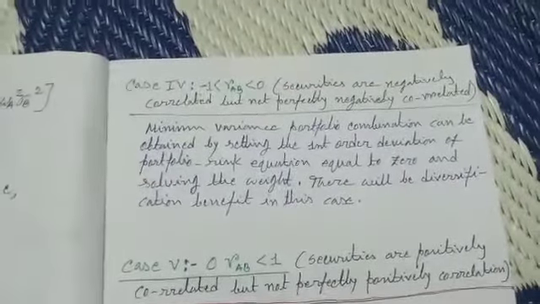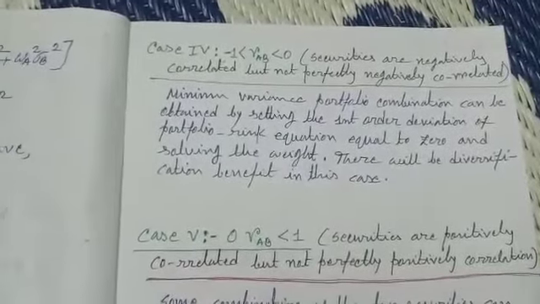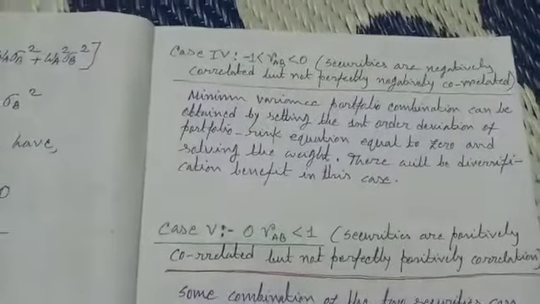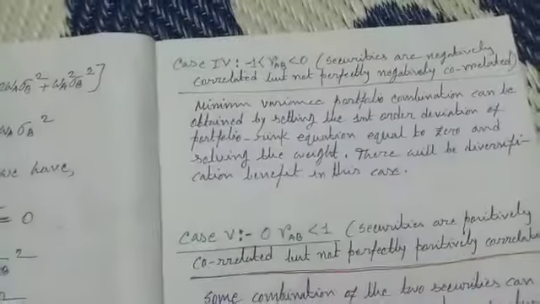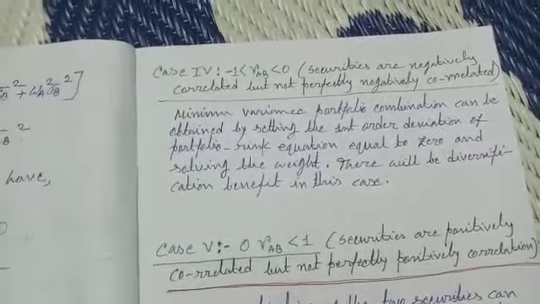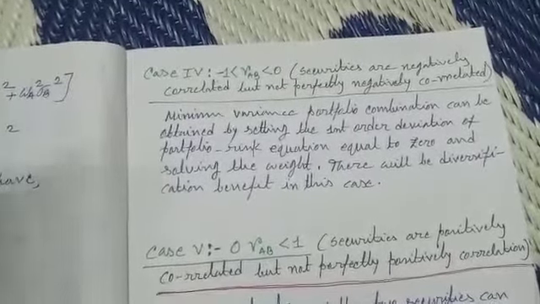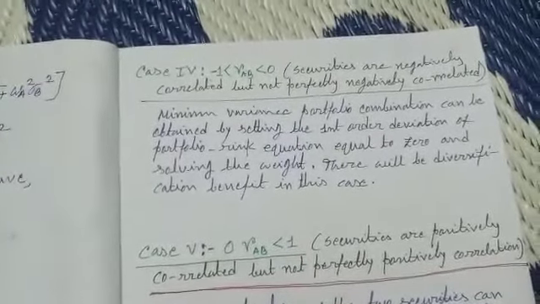Here we have so many values, because from -1 to 0 there are so many values. Suppose the value may be -0.9, -0.85, -0.8, -0.75. For each and every value we have to determine the weight as we have done in the cases where RAB equal to -1 and where RAB equal to 0. In that way we have to determine the weight where RAB equal to -0.9, RAB equal to -0.75. The procedure of determination of the weight will be the same.